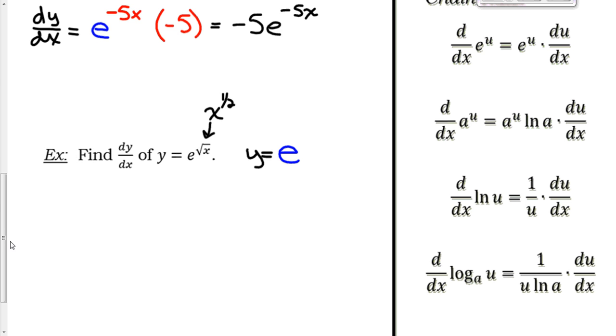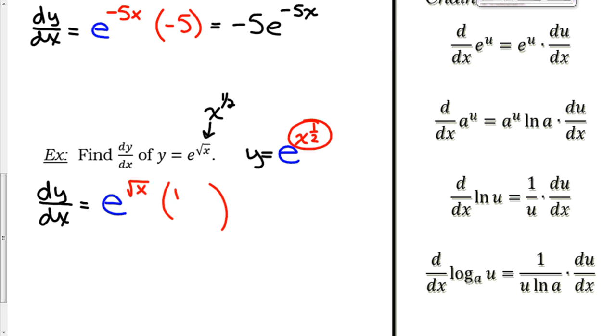My inside is x raised to the 1/2. So I'm going to take my derivative, and again, the derivative of e raised to something is just e raised to something. So I'm going to have an e raised to the x to the 1/2. I'm going to rewrite it, though, as square root of x, because right now I don't need it in that power rule form. Then I need to multiply by the derivative of the inside, and that derivative is 1/2 x raised to the 1/2 minus 1, which is negative 1/2.